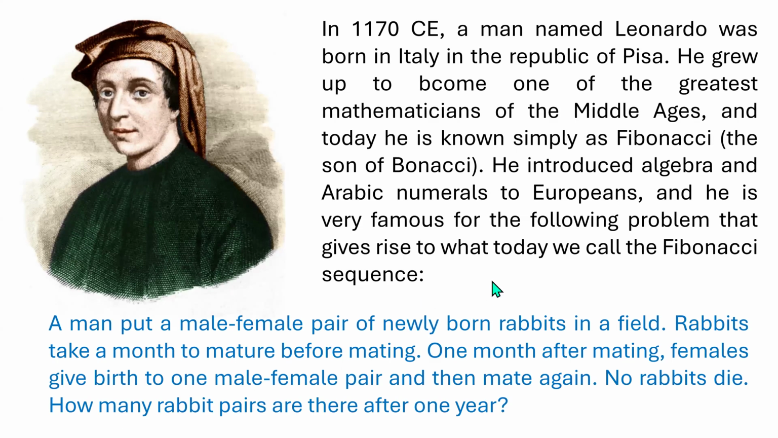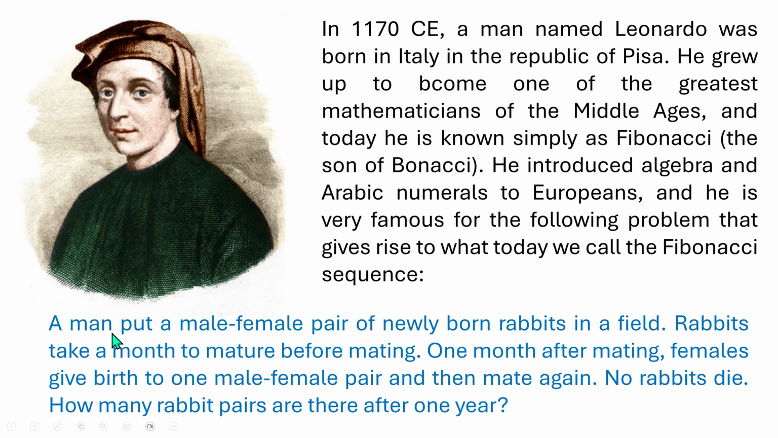Okay, now in 1170 of the Common Era, about 1,000 years ago almost, a man named Leonardo was born in Italy in the Republic of Pisa. He grew up to become one of the greatest mathematicians of the Middle Ages, and today he is known simply as Fibonacci, the son of Bonacci. He introduced algebra and Arabic numerals to Europeans, and he is very famous for the following problem that gives rise to what today we call the Fibonacci sequence.